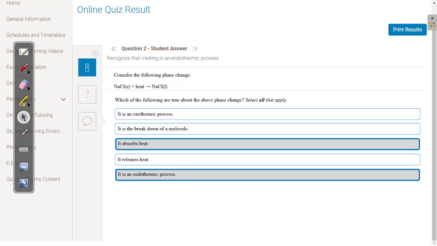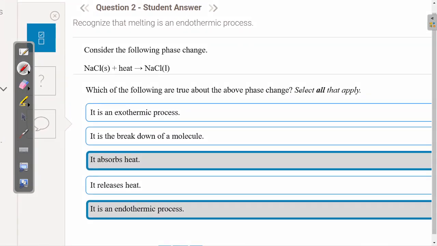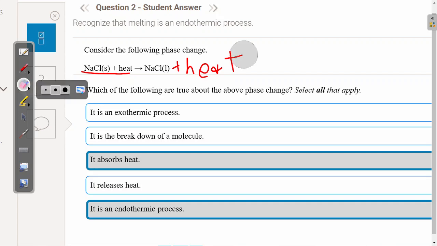Okay, consider the following phase change. NaCl solid plus heat equals NaCl liquid. Which of the following are true about the above phase change? Select all that apply. It is an exothermic process. No, it is not, because the heat is on the reactant side. If it was plus heat here, we would say it's exothermic, but it's not there, so it's not.